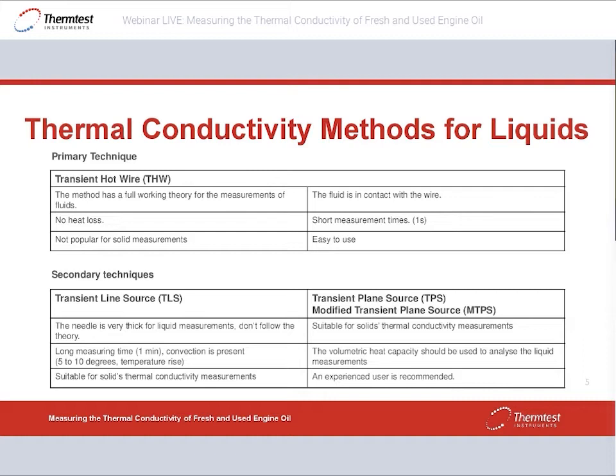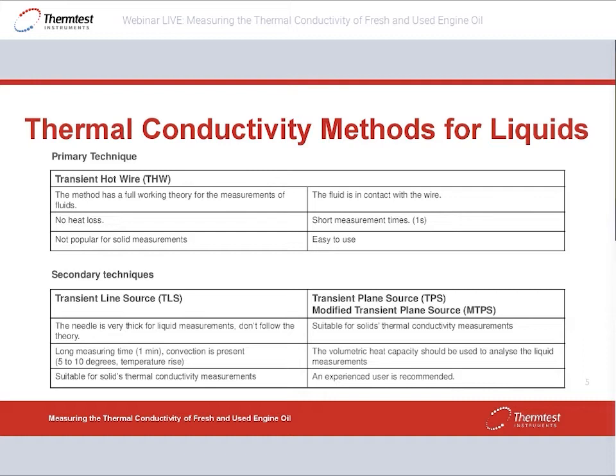The primary technique for thermal conductivity is the transient hot wire, and this is because there is a full theory behind it for fluids, and the fluid is in direct contact with the wire all the time, which means that there is no heat loss. And because of the short measuring time, we know that convection is not present in the measurements. This method, even though it could also be good for solids, is not very popular, but it is a technique that is very easy to use.